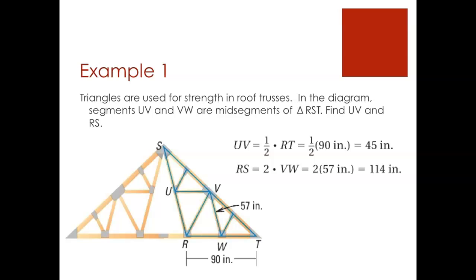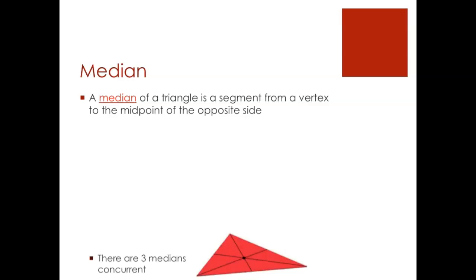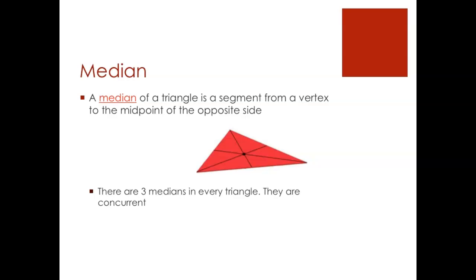Next, we're going to talk about the median. So the midsegment is the segment that connects midpoints of a triangle together. Now the median is a segment that goes from a vertex to the midpoint of the opposite side. So it's not connecting midpoints together, it's connecting one midpoint to the vertex. So here's an example. In this triangle, you can see the midpoints of each side are connected to the vertex that it's opposite, that it's across from. And in every triangle, there are 3 medians, and they are concurrent.